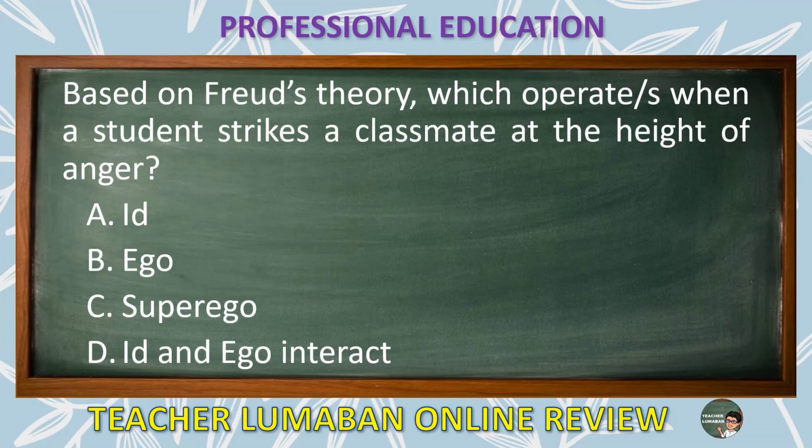5, 4, 3, 2, 1. The correct answer is letter A, ID. Based on Freud's theory, what operates when a student strikes a classmate at the height of anger is ID.